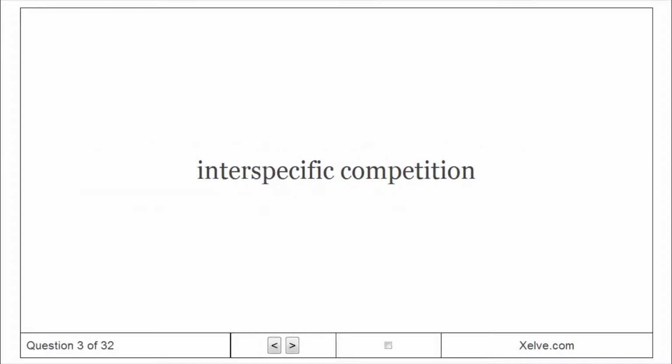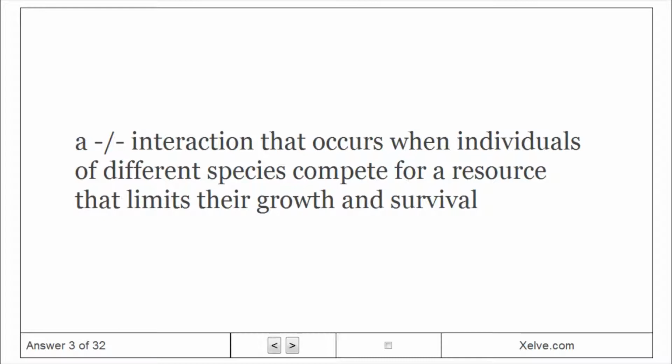Interspecific competition. An interaction that occurs when individuals of different species compete for a resource that limits their growth and survival.